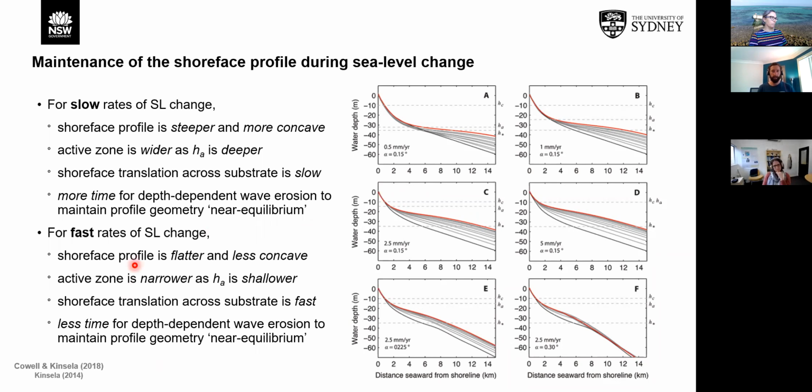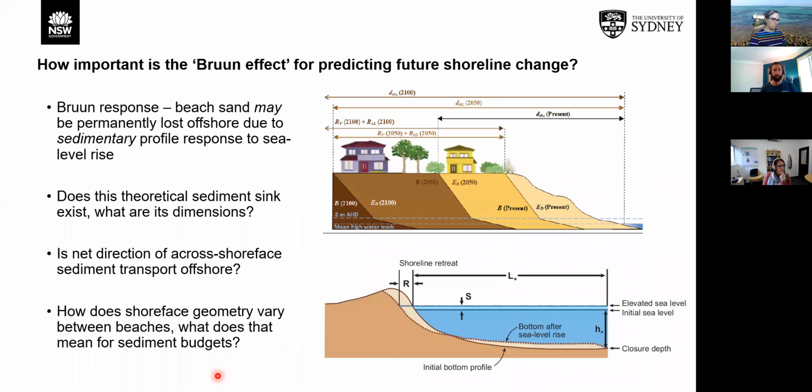That changes for faster rates of change, where the shore face profile becomes flatter and less concave. So that's our example here, going from our initial shore face in black to our final shore face in red. The active zone is narrower and shore face translation is fast, so there's less time for depth-dependent wave erosion to maintain a profile near equilibrium.